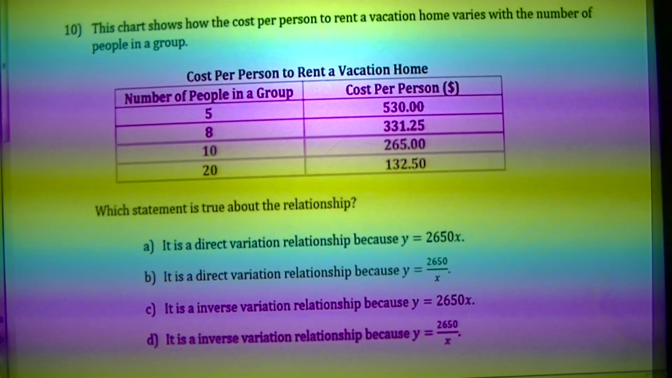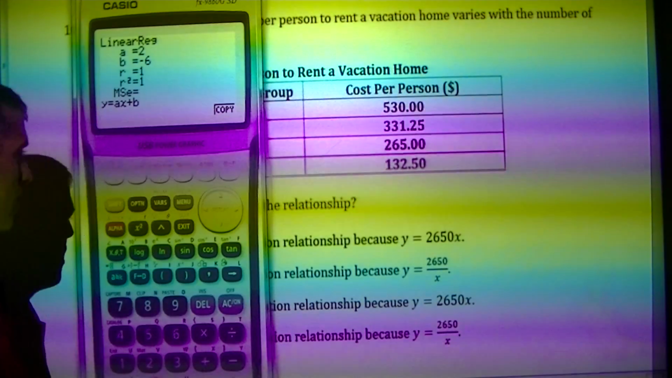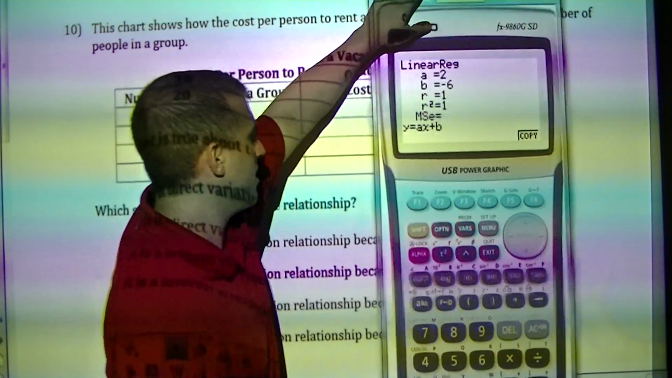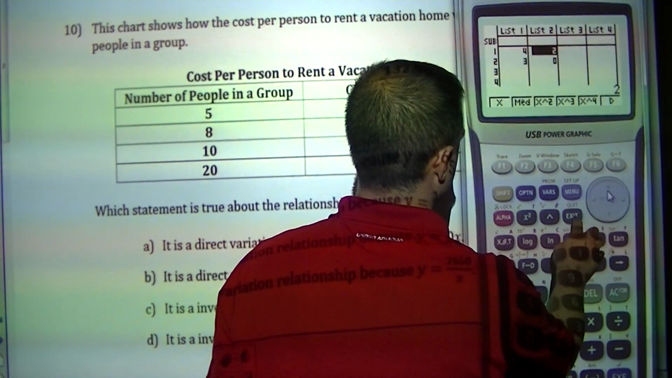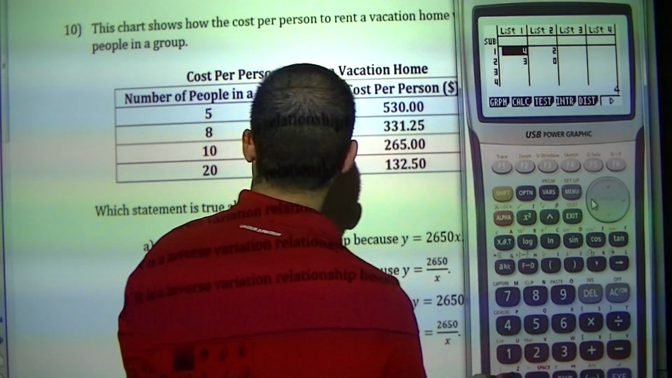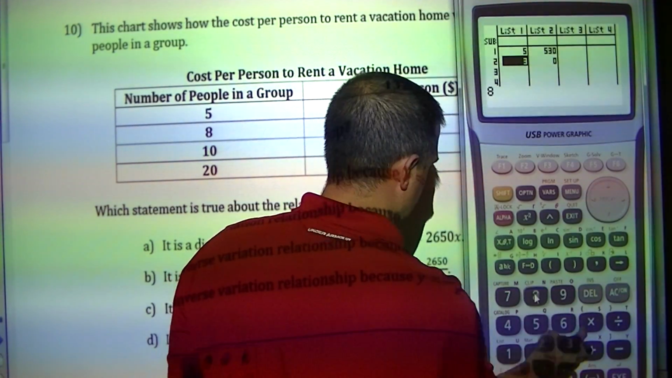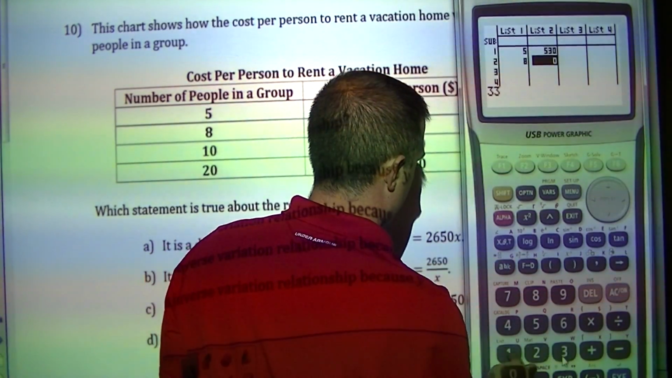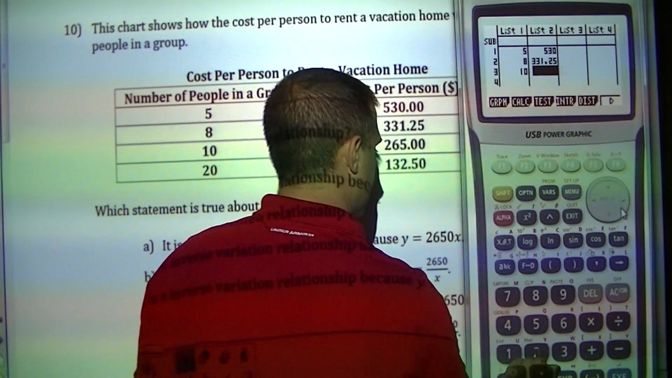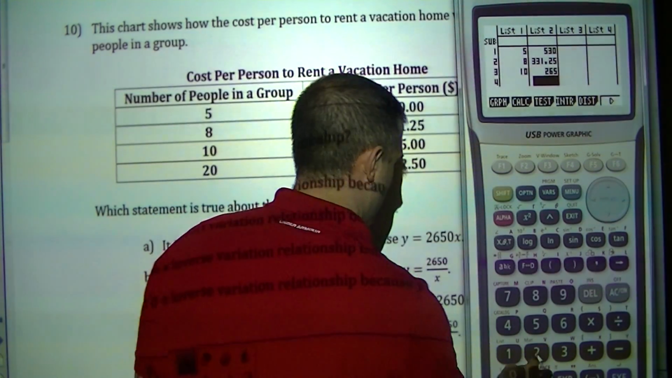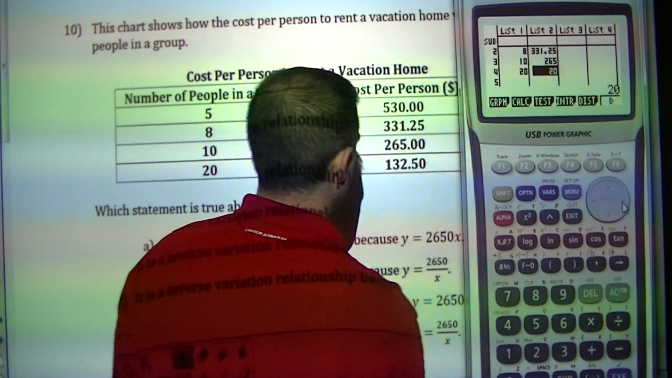This chart shows the cost per person to rent a vacation home. Here are the values. What I want to do here is see what this looks like. So I'm going to go to Menu, Stat. Let me hit Exit and go all the way back here. I'm going to type 5 and 530. I'm going to type 8 and 331.25. I'm going to type 10 and 265. Oops, that 20 is in the wrong spot. 20 and 132.5.